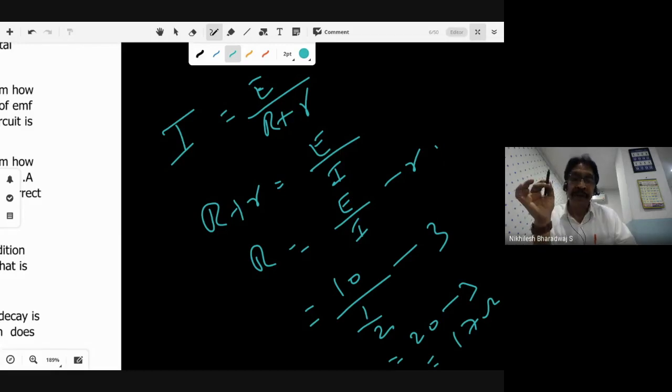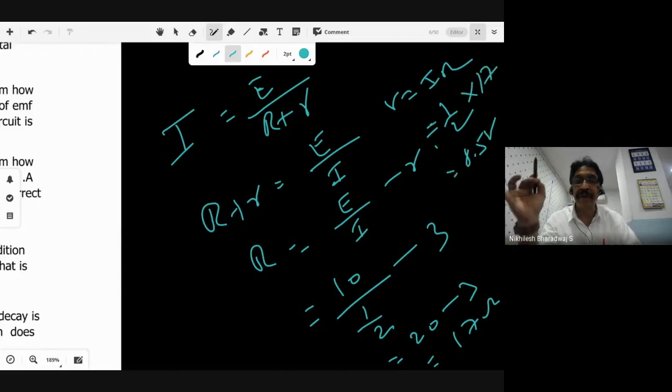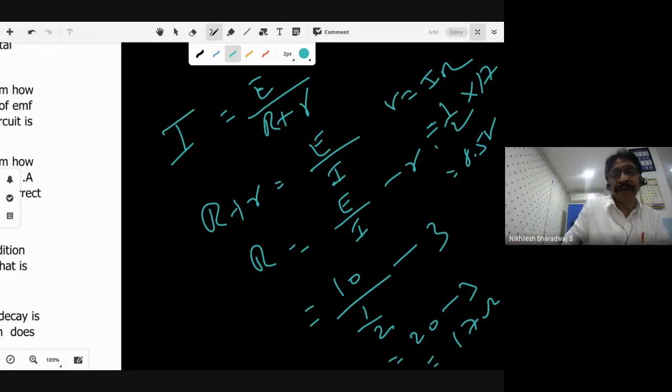This is the problem. In the same problem, in March 17th, he has asked a little bit extra: in addition to finding the value of R, he has asked the terminal PD also. Here he has not asked, so you take it as V is equal to IR. I is 1 by 2, R is 17. Then you will get 8.5 volt. It is not in the problem, but he can extend it to the terminal PD also. By Ohm's law, V is equal to IR, 1 by 2 into 17, 8.5 volt.